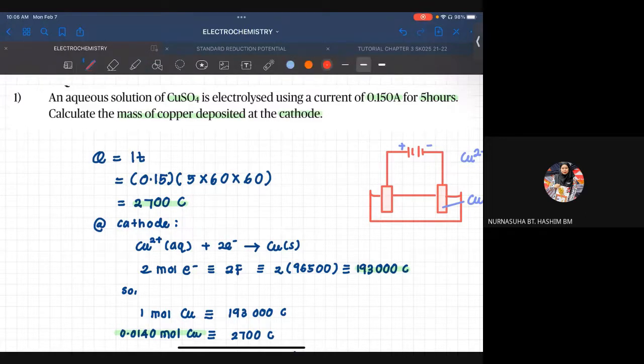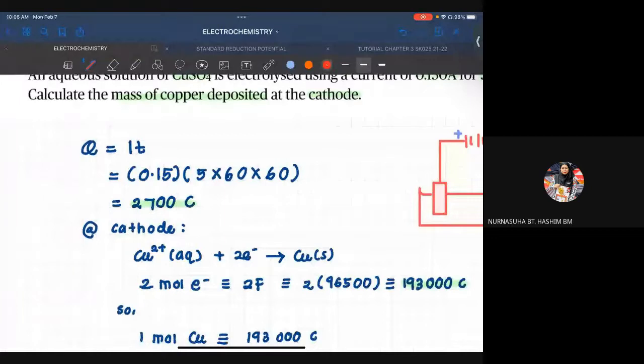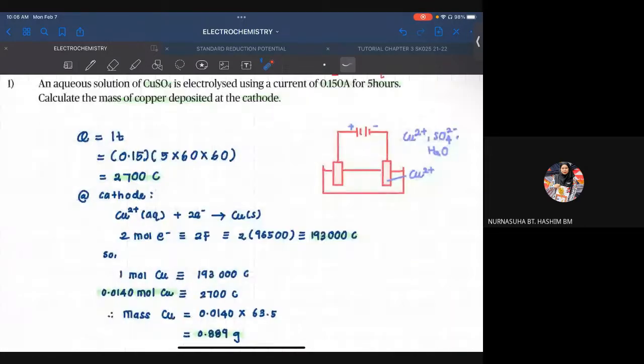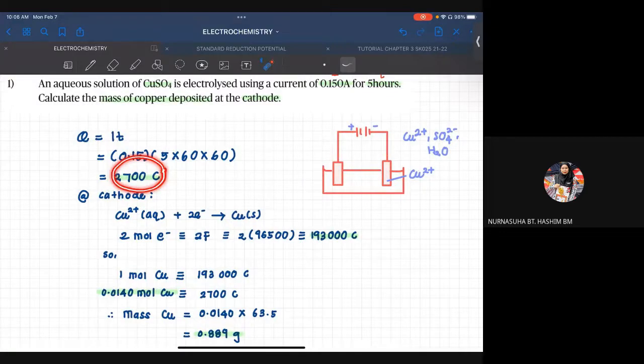Okay, so next, kita ada dia bagi current, dia bagi time. Okay, so from the given current and time, we can find out the Q. Madam dah buat dekat sini untuk awak. So this one. Okay, cuma time dia bagi dalam hour. We have to convert into second. So when you multiply this thing, so you will have 2,700 coulomb. Okay, so basically this is the charge provided.